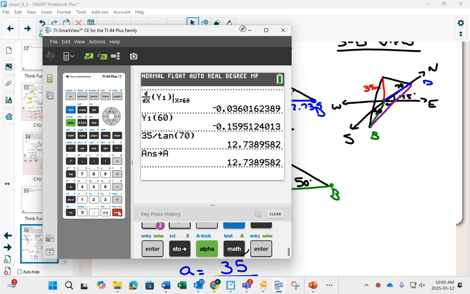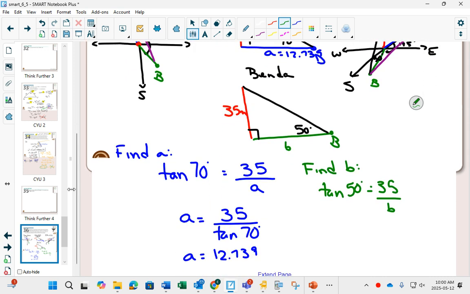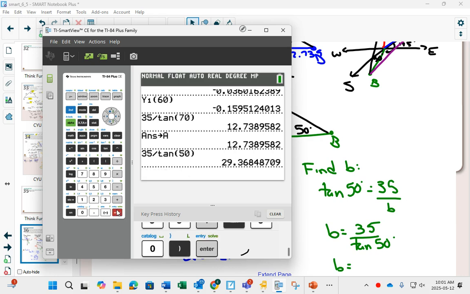Now we're going to do the same thing and find B. So we're going to go back here, I'm going to switch to green, I'm going to find B, same thing, I can use tangent. Tangent of 50 is opposite side, which is 35, over B. So B is going to be 35 over tan 50. I'll go back to my calculator. 35 divided by tan of 50. 29.368.